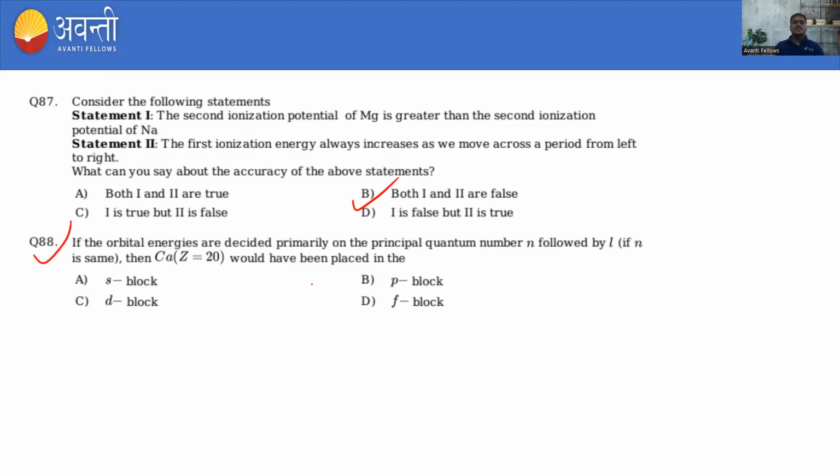If the orbital energy is decided primarily on the basis of principal quantum number n followed by l, if n is same, then Ca would have been placed in which block? So you have to place the Ca in the d block then, right? If the orbital energy is decided primarily on the quantum number, then according to the quantum number, we can write calcium in the d block.